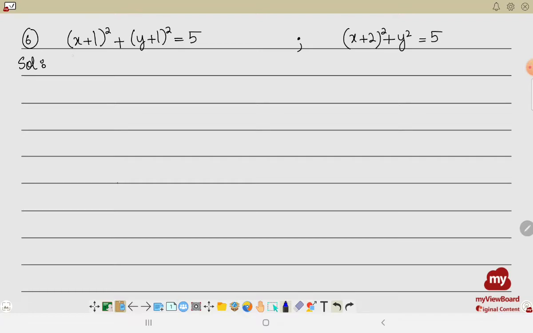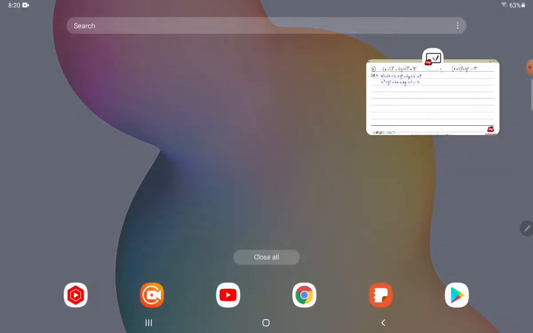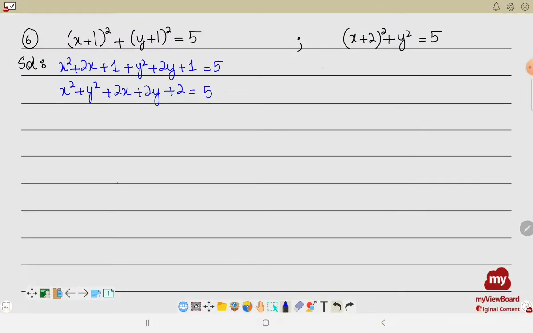(x plus 1) whole square is x square plus 2x plus 1, and also (y plus 1) whole square is y square plus 2y plus 1, is equal to 5. It can also be simplified as x square plus y square plus 2x plus 2y plus 2 equals 5. And then the second equation, x square plus 4x plus 4 plus y square equals 5.